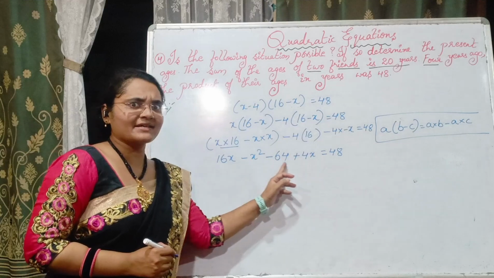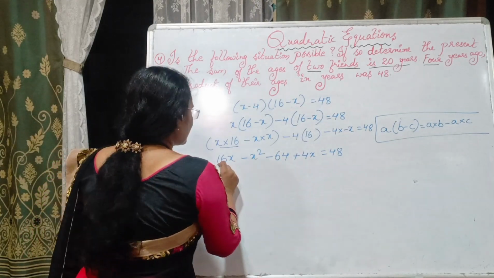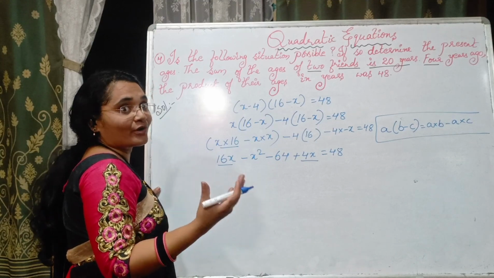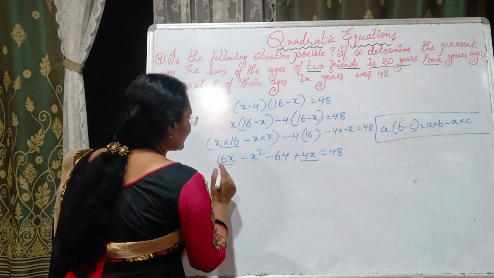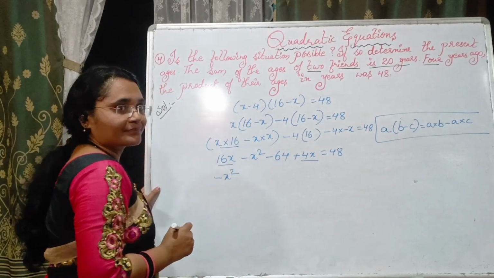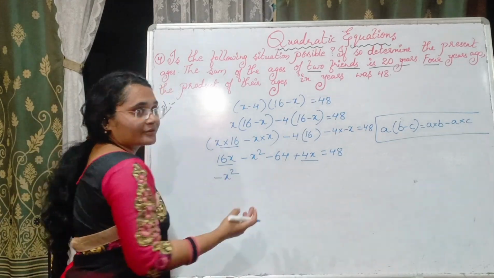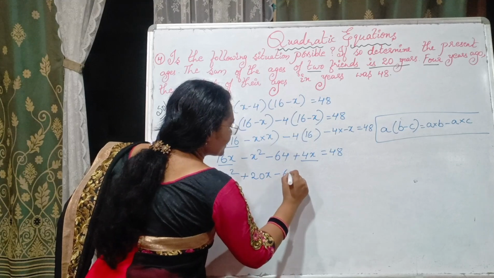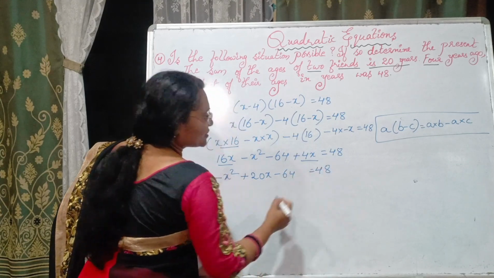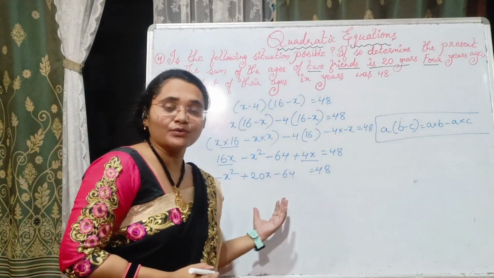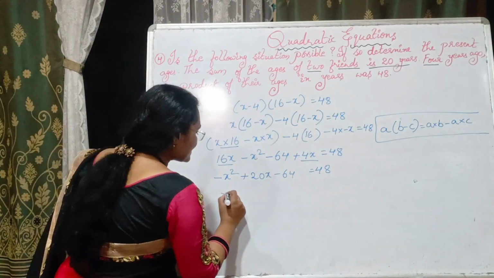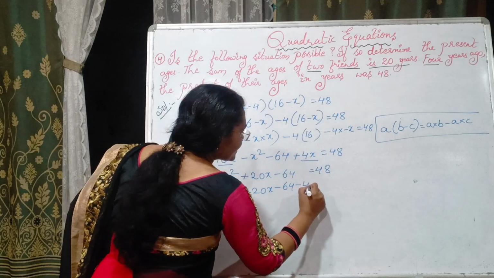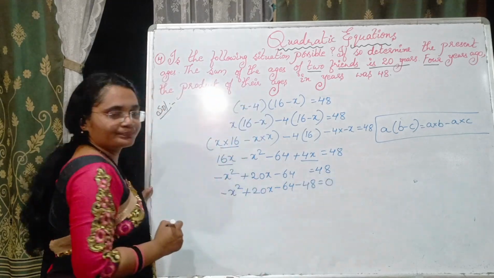We have 16x and 4x, so we can add them. I am going to write it in the standard quadratic format. First I write minus x square, then I add 16 and 4 to get 20, so I write plus 20x minus 64 is equal to 48. Now I transpose 48 to the LHS side: minus x square plus 20x minus 64 minus 48 is equal to 0.